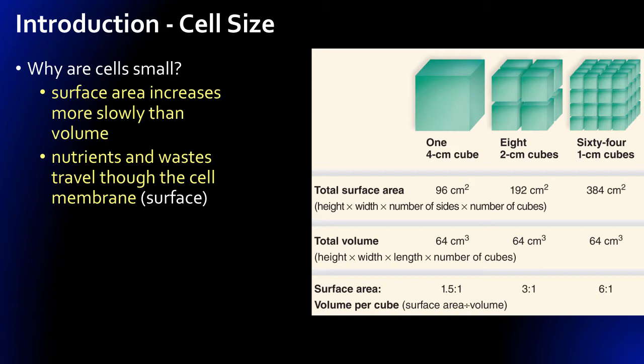Well, nutrients and waste travel through the cell membrane, which is the outer surface of a cell, and the cell does stuff with those nutrients or produces those wastes on the inside. So if we start getting more and more inside, and less outside, we have trouble bringing in enough food for that cell to run off of. And we have trouble actually getting rid of all the wastes that are associated with it.